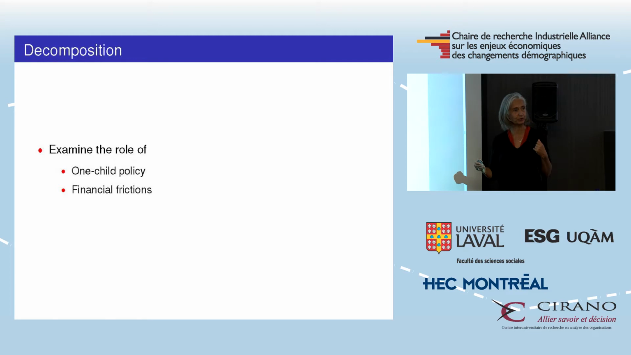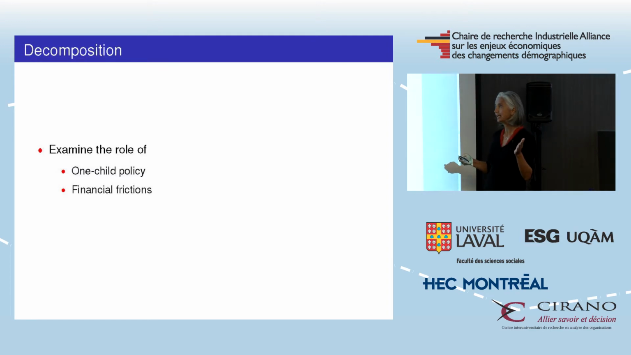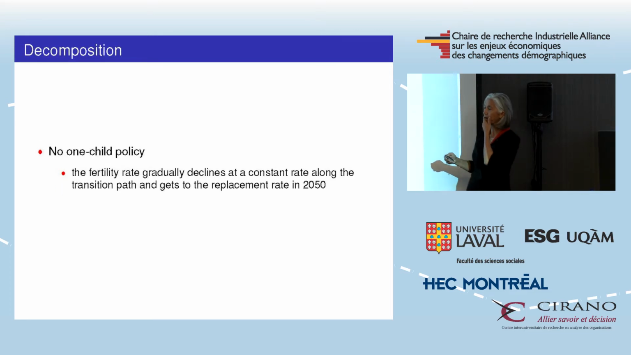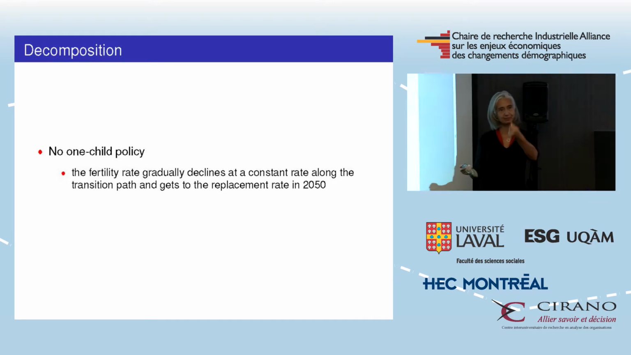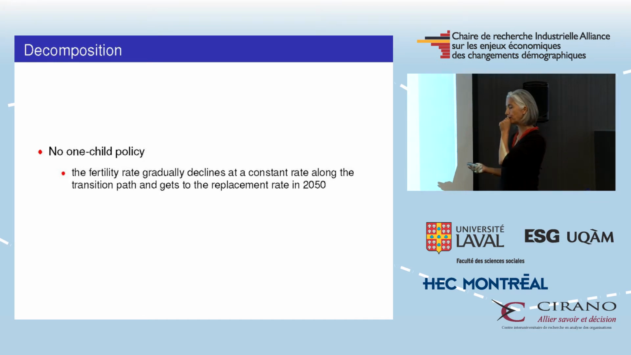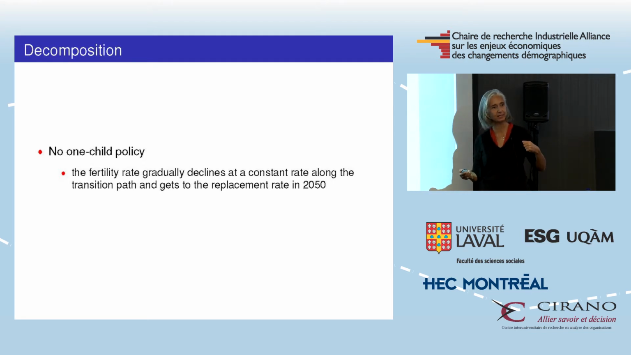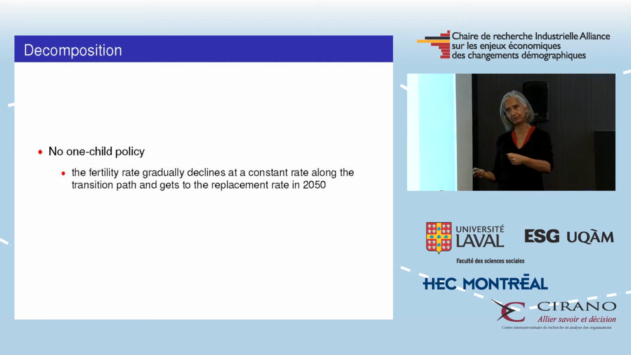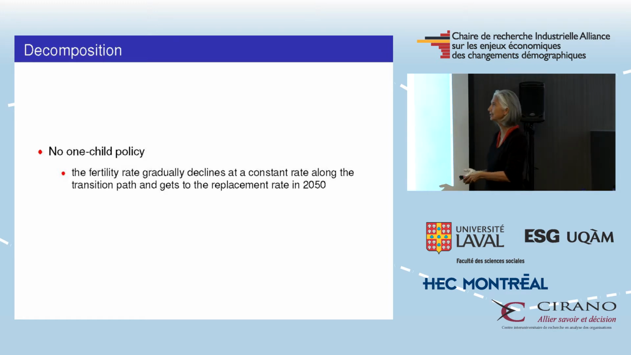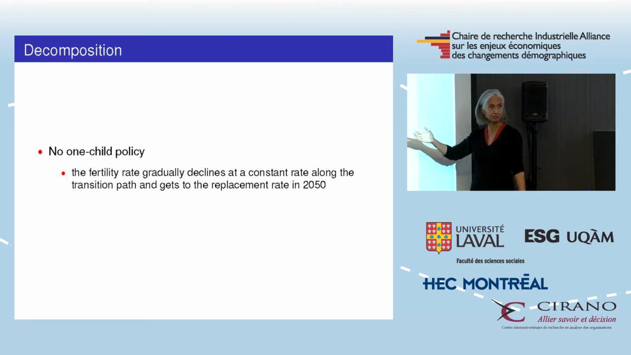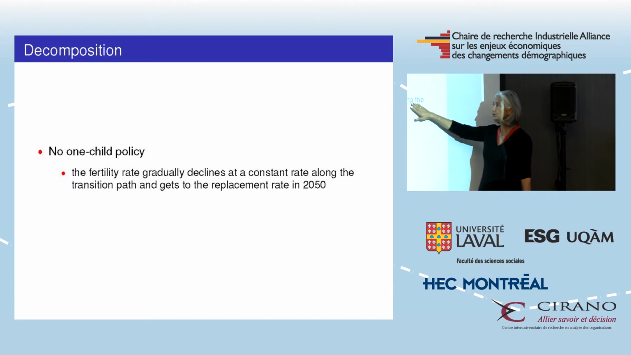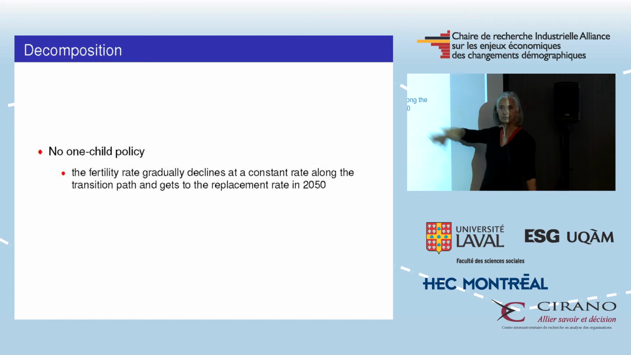But in this framework, I want to see the role of two important things that, after doing all the counterfactuals, now we know these two are the important ones. It's the implementation of the one-child policy and financial frictions. So I'm going to show you a case where if they hadn't implemented the one-child policy, then we don't know what would have happened to the fertility rate, obviously, and it's not a model of endogenous fertility. But we're going to just exogenously assume something and see what that does. It's going to gradually decline at a constant rate and then go to the replacement rate in 2050.